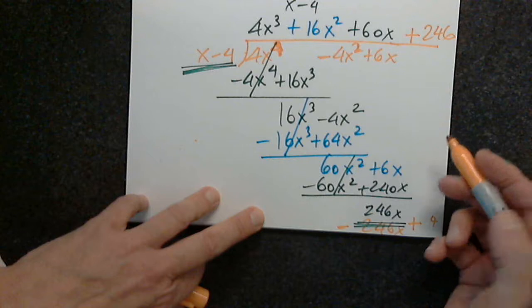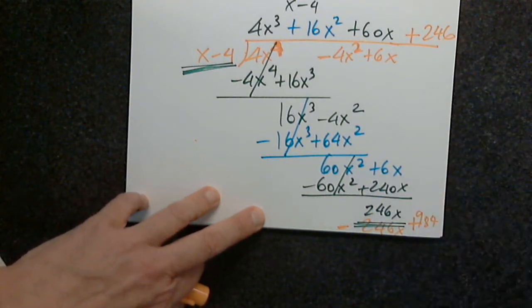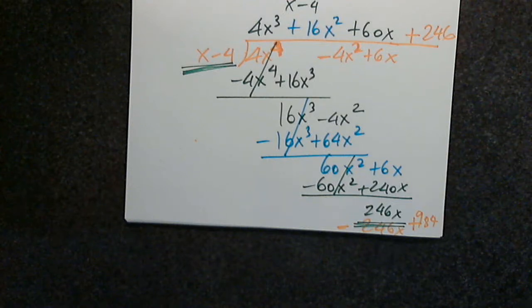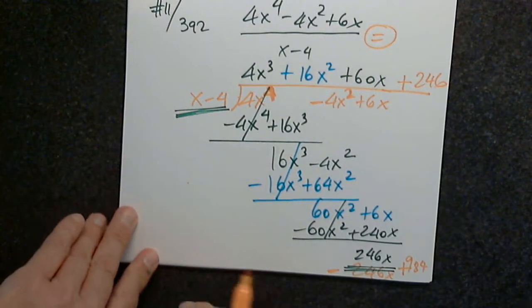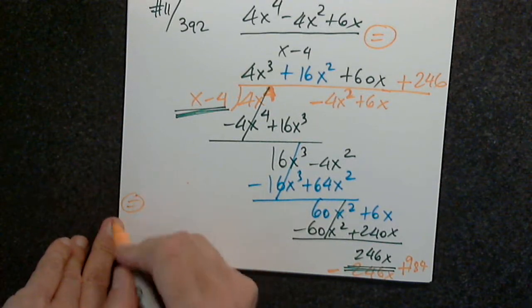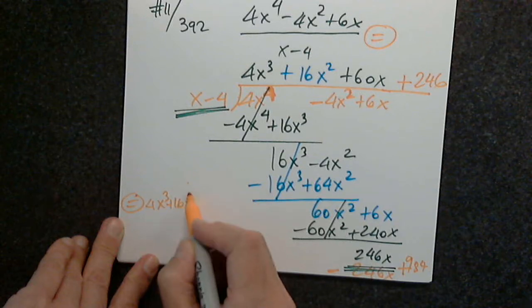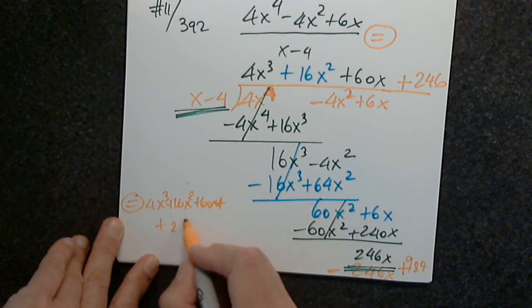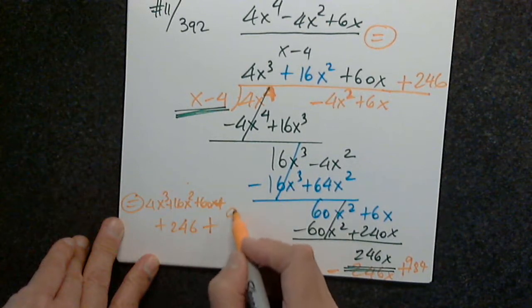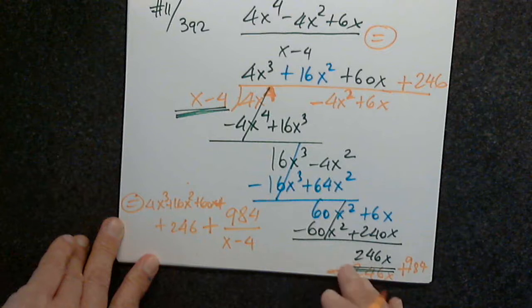4 times 2 is 16, 18, and 1, 9. I got 984, correct me if I'm wrong. So then the final form is 4x cubed plus 16x squared plus 60x plus 246 plus 984 divided by x minus 4.